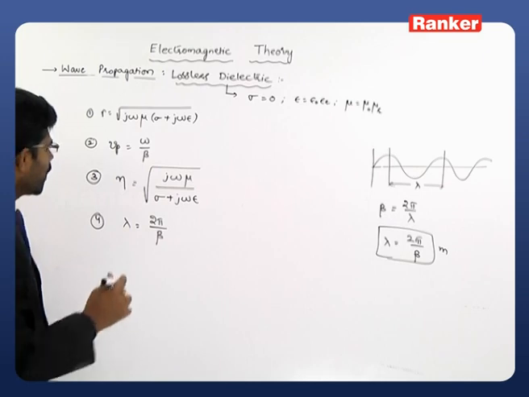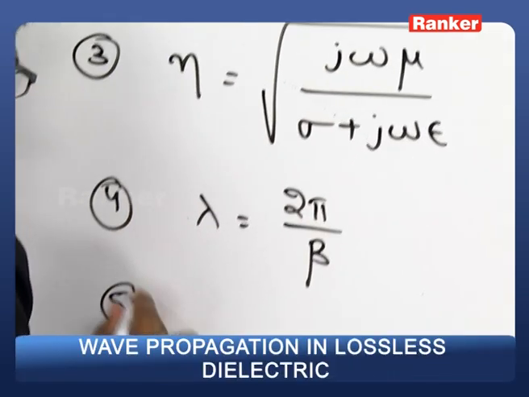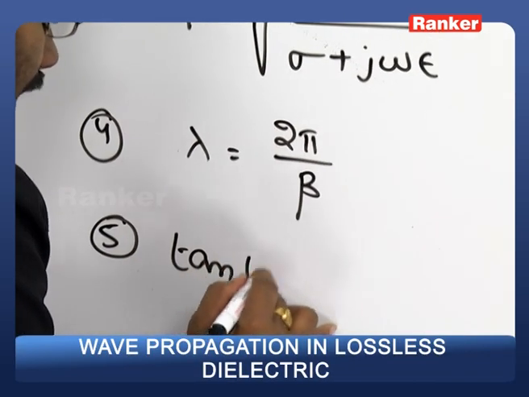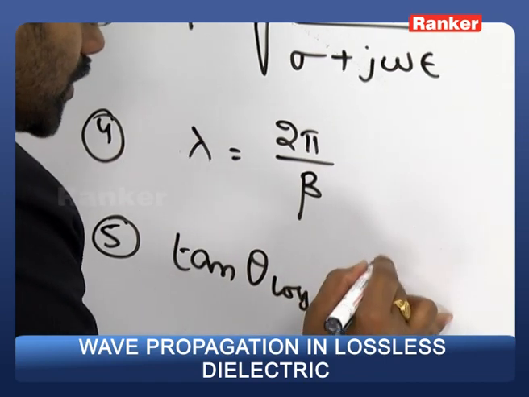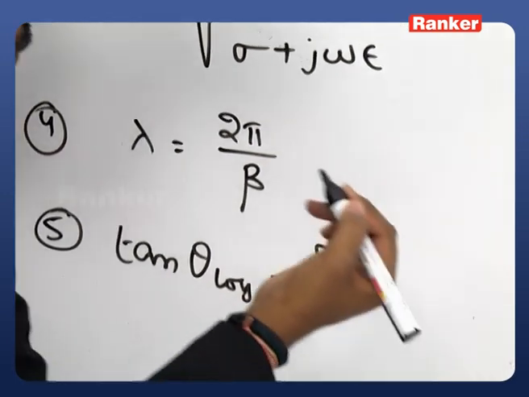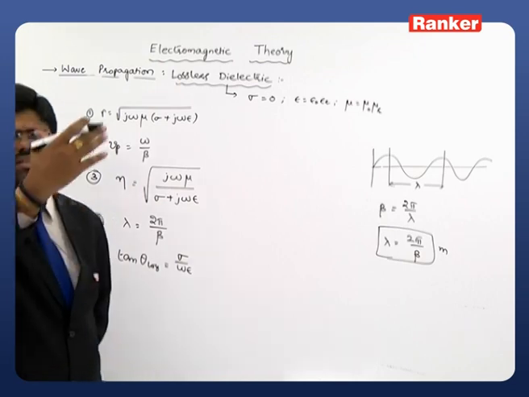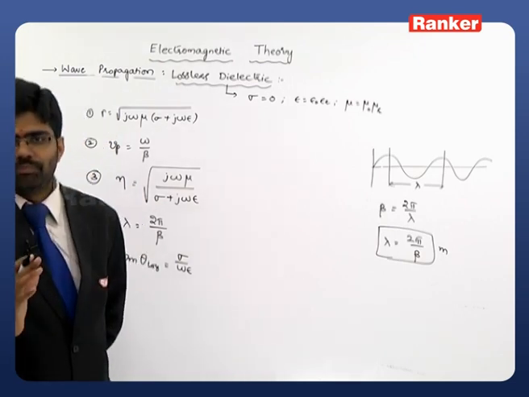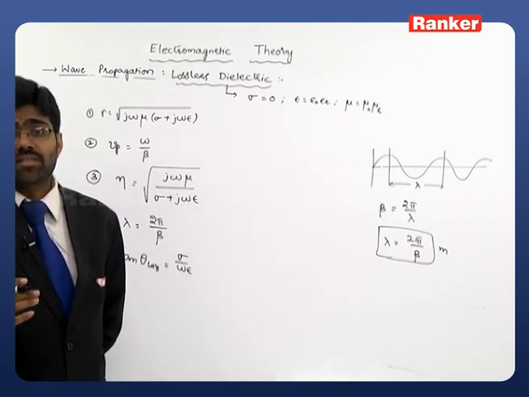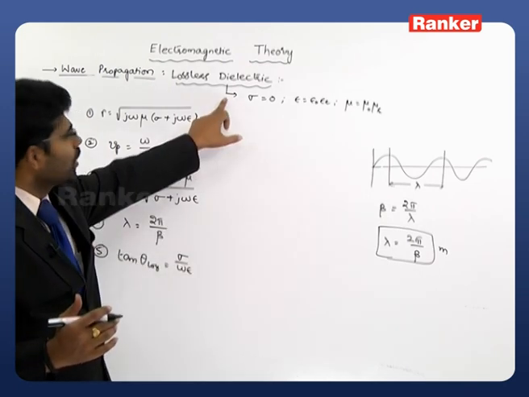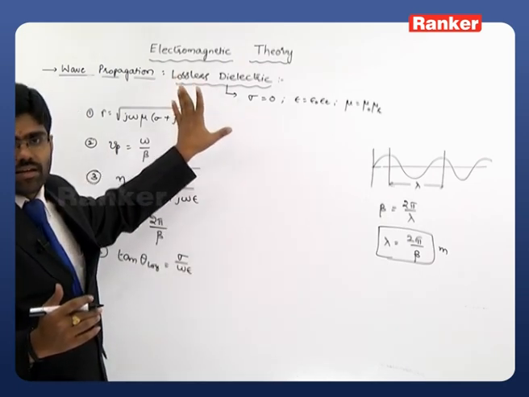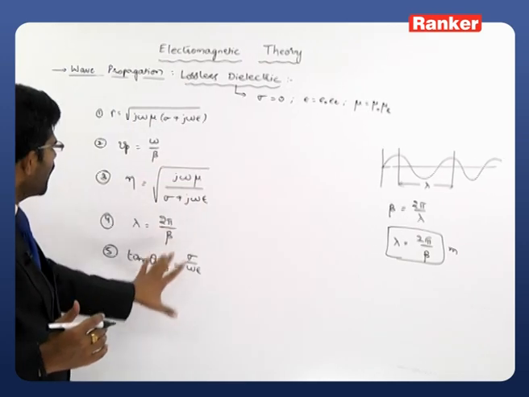The last parameter we are supposed to consider is loss tangent, tan theta loss, which is equal to sigma by omega epsilon. These are the general characteristics of our wave. Now we have to modify these general characteristics according to the conditions we have for lossless dielectric. So I will modify them one by one.